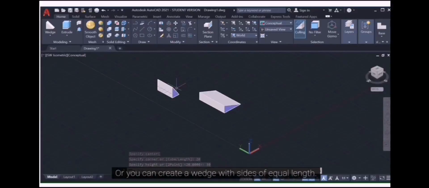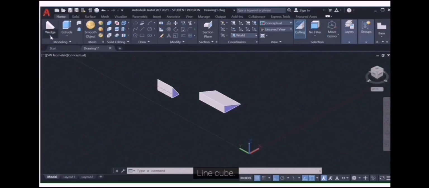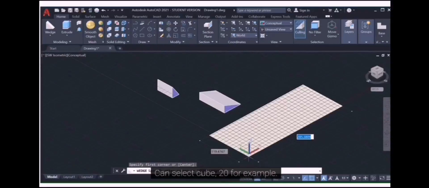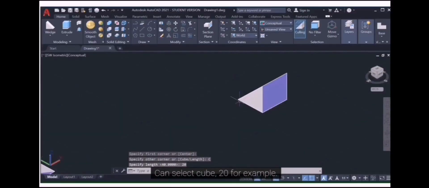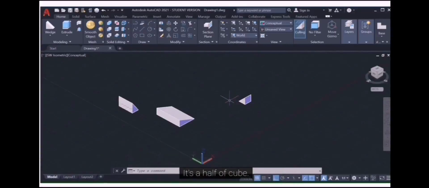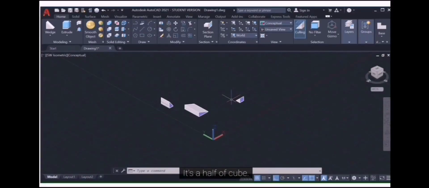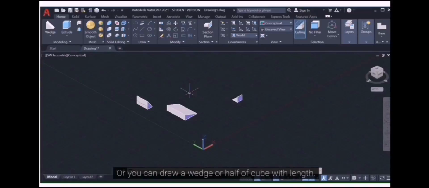Or you can create a wedge with sides of equal length, like a cube. A shear of a cube. You can select cube and 20, for example. It's a half of a cube. Or you can draw a wedge, or half of a cube, with length. Creates a wedge with the length, width, and height values you specify.